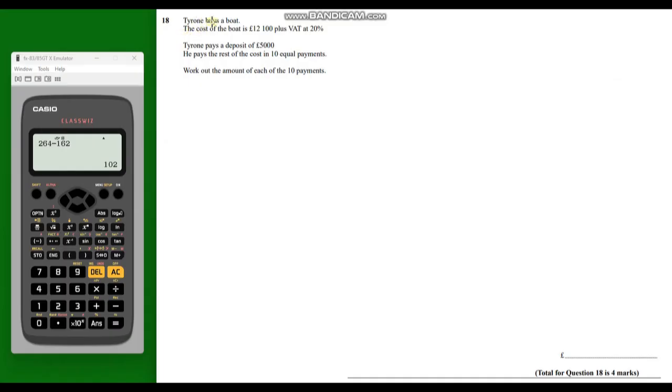Question 18. Tyrone buys a boat. The cost of the boat is £12,100 plus VAT at 20%. Tyrone pays a deposit of £5,000 and he pays the rest of the cost in 10 equal payments. Work out the amount of each of the 10 payments. Okay, so let's work out the total cost of the boat, because it's 12,100 plus VAT at 20%. Well, we can work out 20% of this.